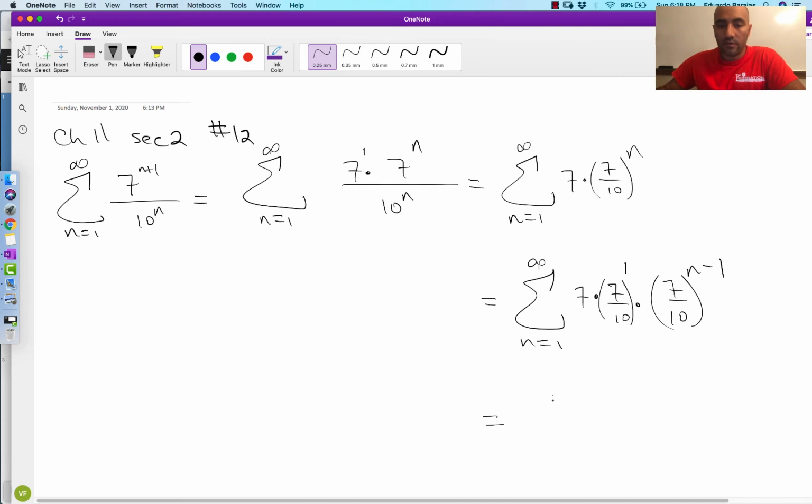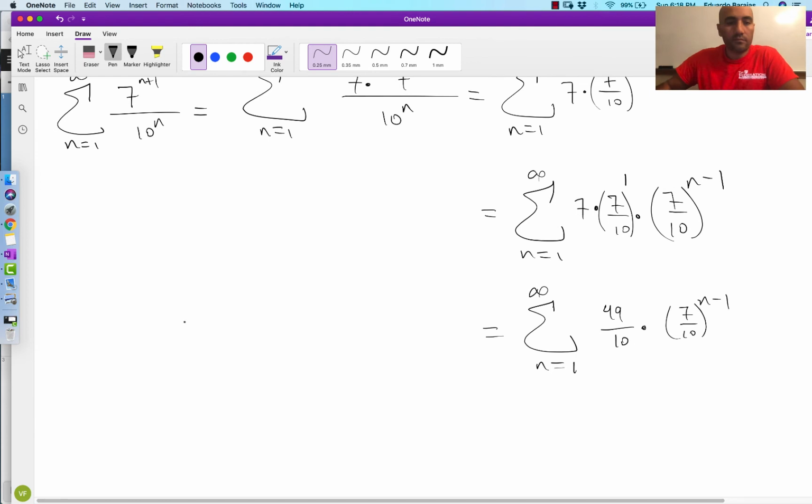This becomes the sum, as n goes from 1 to infinity, of 49 tenths times 7 tenths to the power of n minus 1. This is a geometric sequence. Remember, a geometric series looks like this.